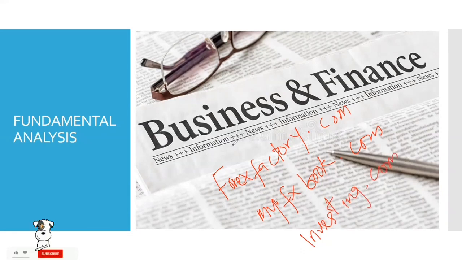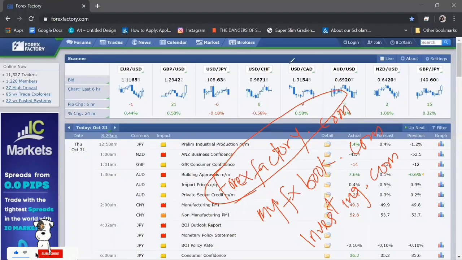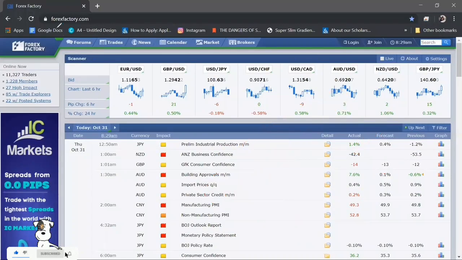Now, for the purpose of this fundamental analysis class, I'm going to go to Forex Factory to explain how you can take advantage of the news if you want to become a fundamental trader. Here's the Forex Factory website. Just type forexfactory.com, you can see the URL, to bring you right here.